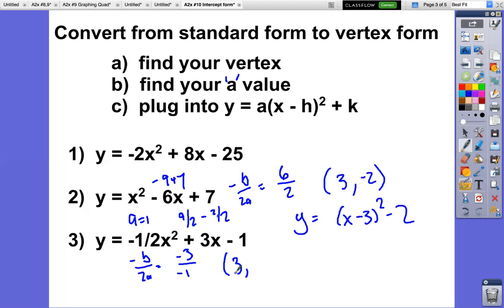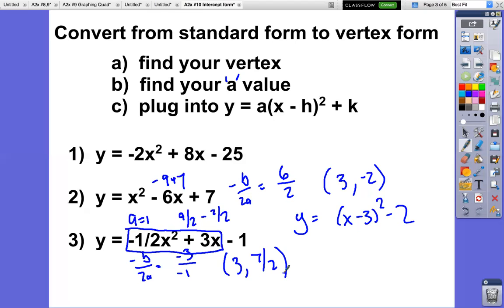So that's part of why I keep talking about this shortcut. It will make it easier. 3 squared is 9 times -1/2 is -9/2. So I know when I put these together, it's going to be the opposite of that. So +9/2 minus 1, which is -2/2, makes this my ordered pair, my vertex. Any questions?